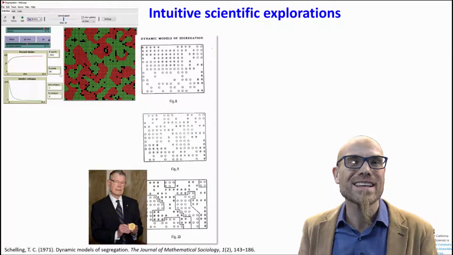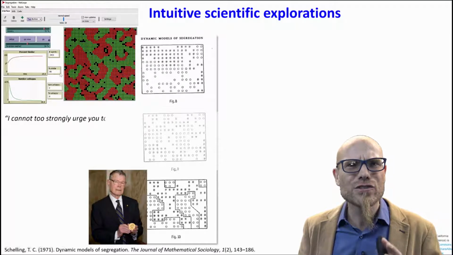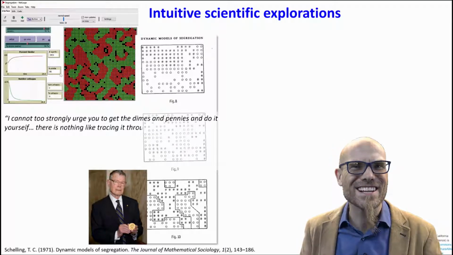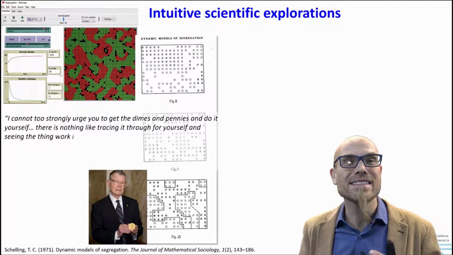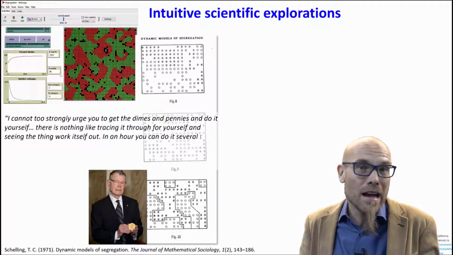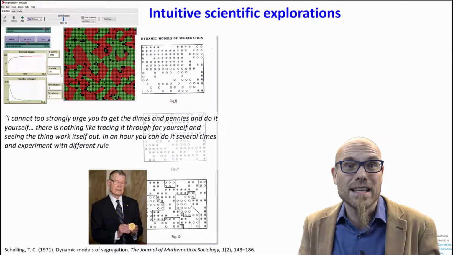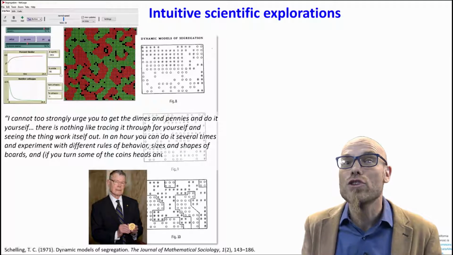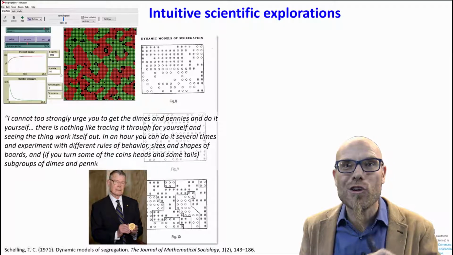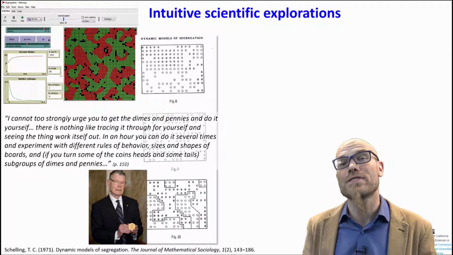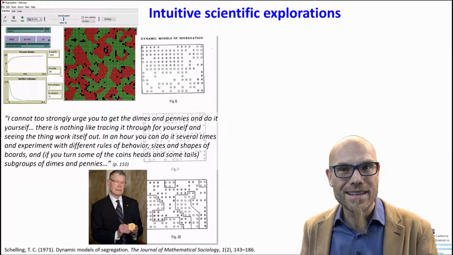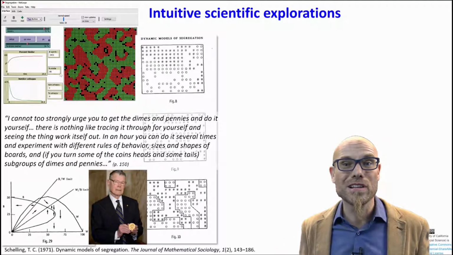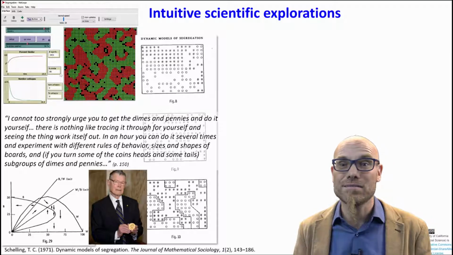So in his own words, he said, "I cannot too strongly urge you to get the dimes and pennies to do it yourself. There's nothing like tracing it through for yourself and seeing the thing work itself out. In an hour, you can do it several times, and experiment with different rules of behavior, sizes and shapes of boards. And if you turn some of the coins' heads and some tails, subgroups of dimes and pennies. Have a fun Sunday afternoon, I would say." But at the end, he brought out these graphs which really convinced people, and it was a very amazing insight that he had.